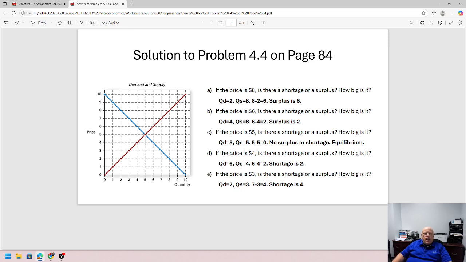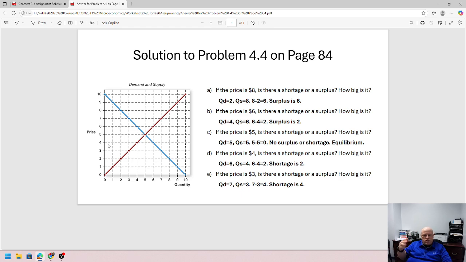Okay, all right, and then the D part of that question asked you if the price is $4, is there a shortage or a surplus, and how big is it? Well, at a price of $4 right here, the quantity demanded is 6, quantity supplied is 4.